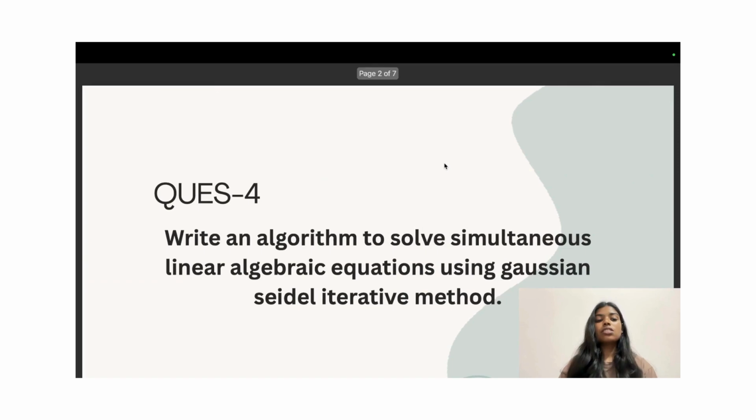So, our question is to write an algorithm to solve simultaneous linear algebraic equations using the Gauss-Seidel iterative method. Firstly, what is the Gauss-Seidel iterative method? It is a numerical iterative technique used to solve a system of linear equations of the form Ax = b. Unlike direct methods like Gaussian elimination, it improves an initial guess over several iterations, especially useful for large systems where direct methods are inefficient or unstable.